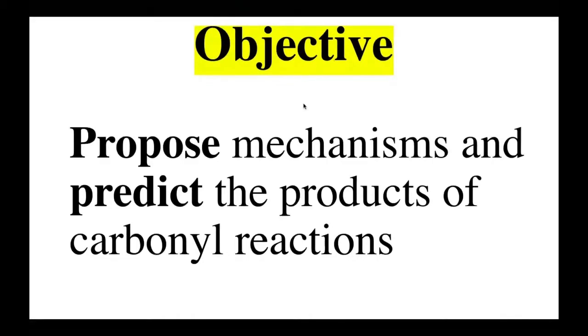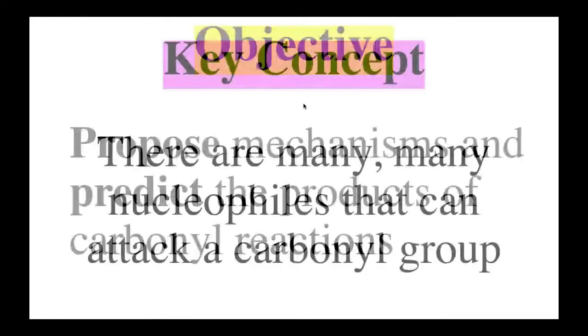You start with an alcohol, you treat it with an oxidizing agent such as chromic acid, or sodium dichromate, or PCC, and that'll oxidize your secondary alcohols to ketones and your primary alcohols to either aldehydes or carboxylic acids. So we're not going to go over those too much. We're instead going to go over the reactions of carbonyl groups.